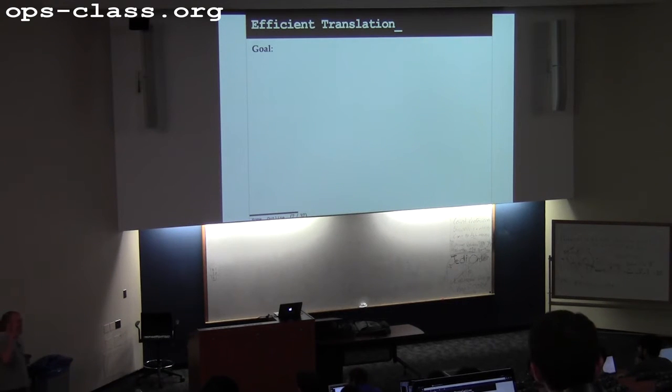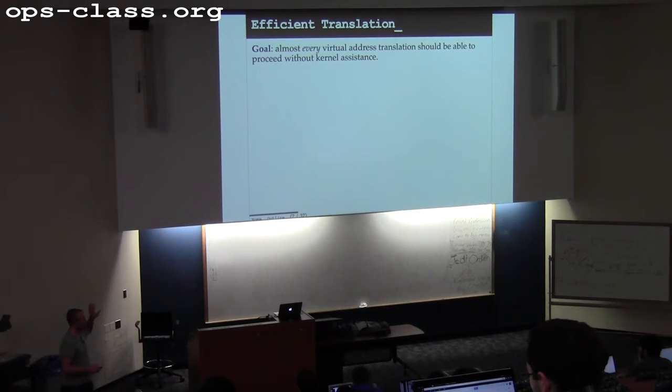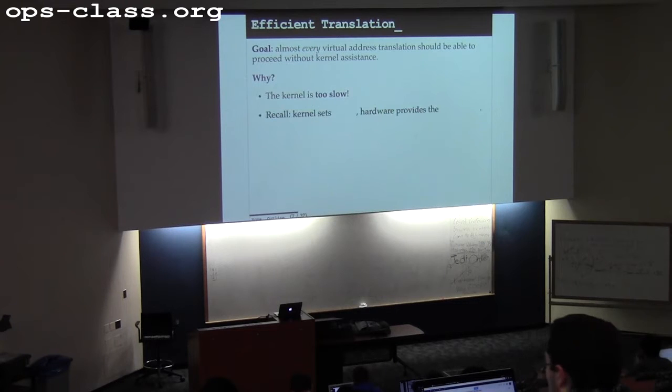Right. Okay. So let's go back to address translation. Remember, we had created this level of indirection that allows us to play lots of games with what processes think is memory. It allows us to support this address space abstraction, which we really like some of the features of. But the problem is that it's potentially inefficient if the kernel has to be involved a lot. So the goal here was to make sure that the kernel is not involved a lot. Most address translation should be able to proceed without the kernel's participation or interference, because if the kernel gets involved, it's too slow.